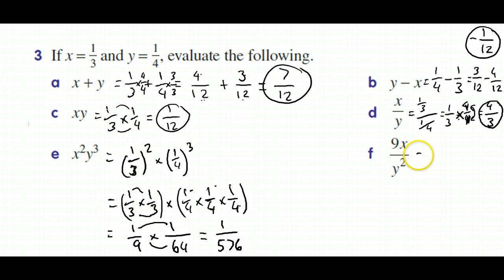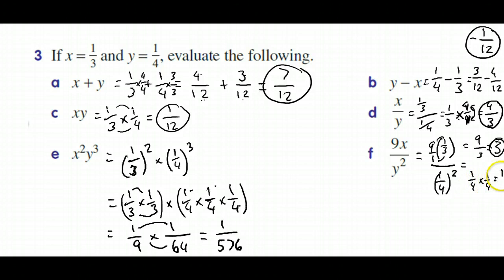Finally, we've got 9x divided by y squared. So that's going to be 9 times 1 over 3 divided by y squared, which is 1 over 4 squared. Okay, 9 times 1 over 3, that's easy, because 9 is 9 over 1. So we've just got a fraction times a fraction. We do top times top. That's 9 divided by 3. 1 times 3 is 3. And that actually equals 3. So that's on the top, we've got 3. And on the bottom, we've got 1/4 times 1/4, which equals 1 over 16. That's what we've got on the bottom.